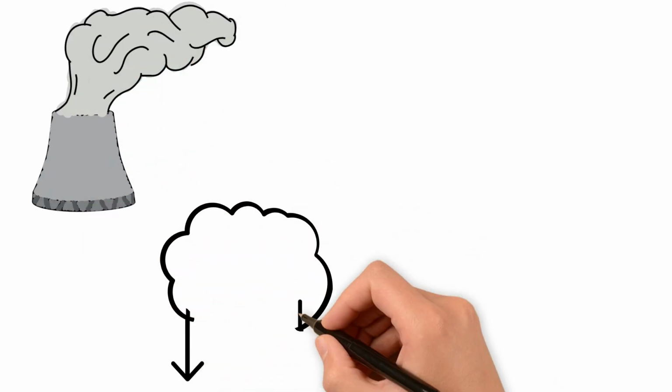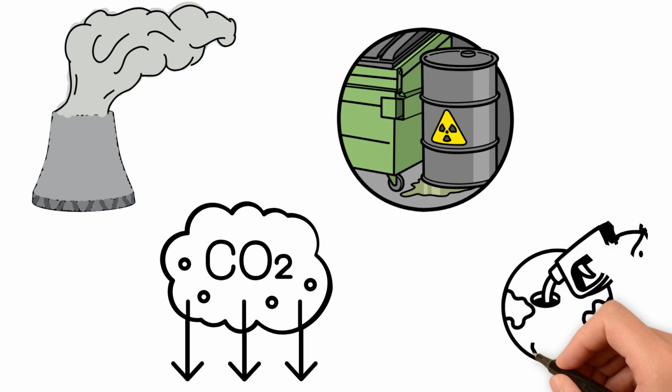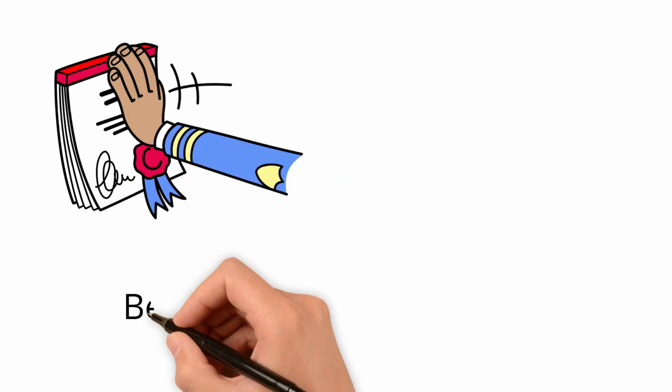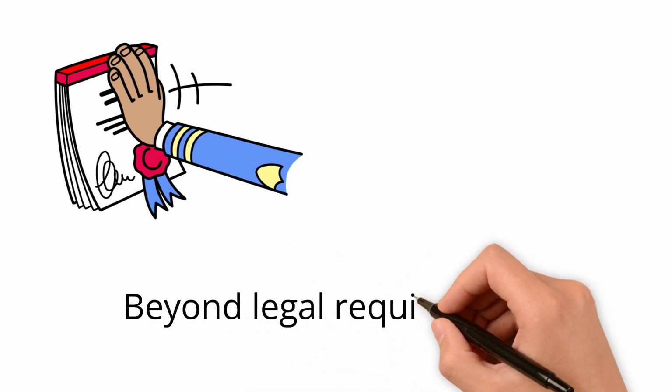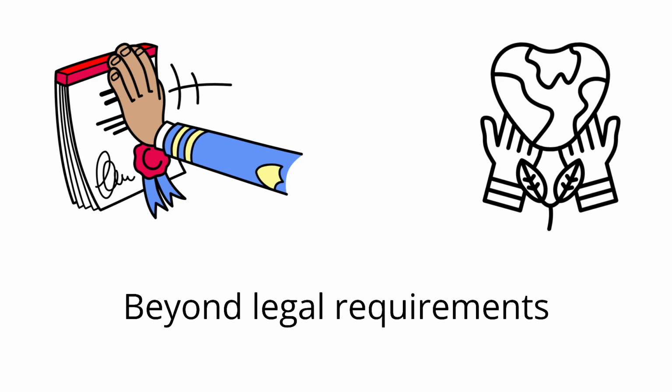This includes reducing pollution, carbon emissions, waste, and resource depletion. Environmental responsibility is not just about following the law. It often involves going beyond legal requirements to act in a more sustainable and ethical way.